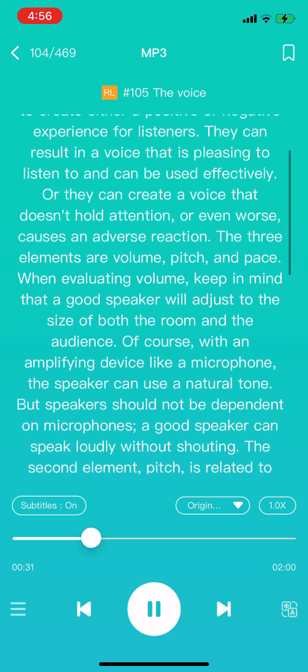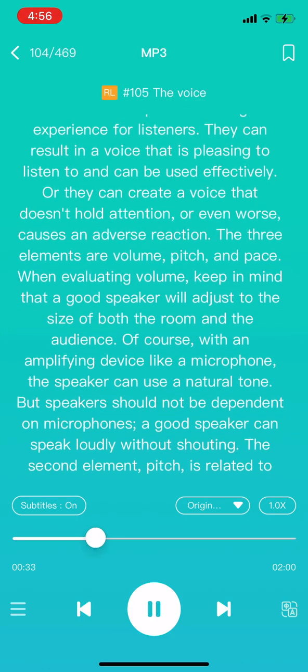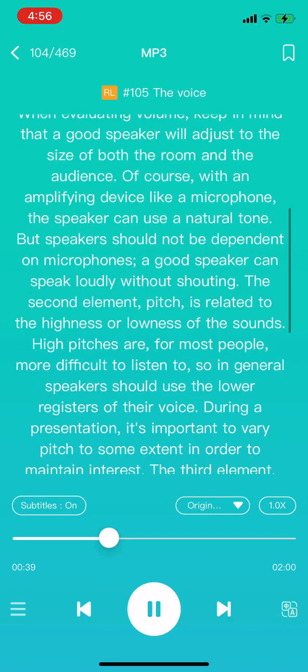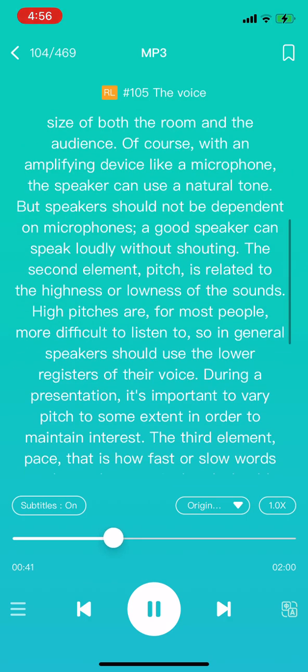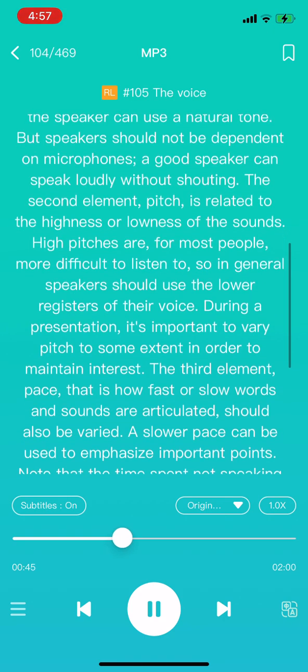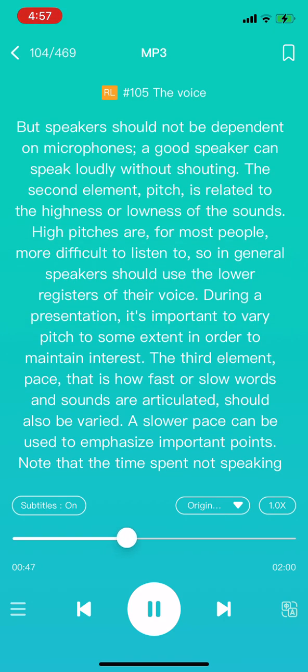When evaluating volume, keep in mind that a good speaker will adjust to the size of both the room and the audience. Of course, with an amplifying device like a microphone, the speaker can use a natural tone. But speakers should not be dependent on microphones. A good speaker can speak loudly without shouting.